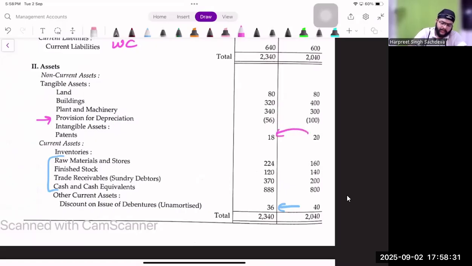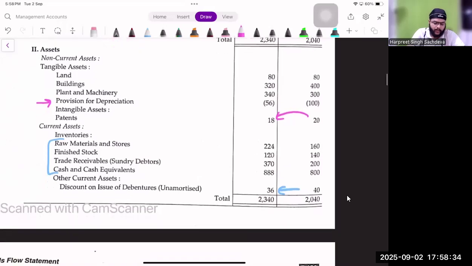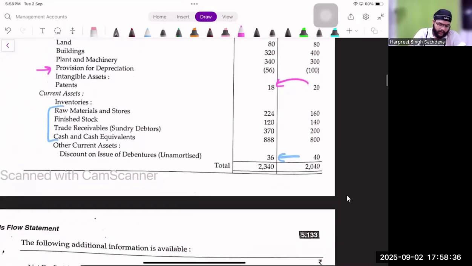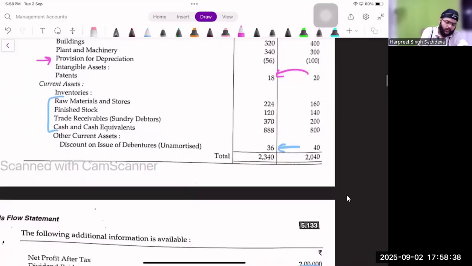Patents is decreasing, written off, it will be added to the FFO. Then all these points will be done in the working capital statement. Discount on issue of debentures is a preliminary expense. Written off will be added to the FFO, yes or no?